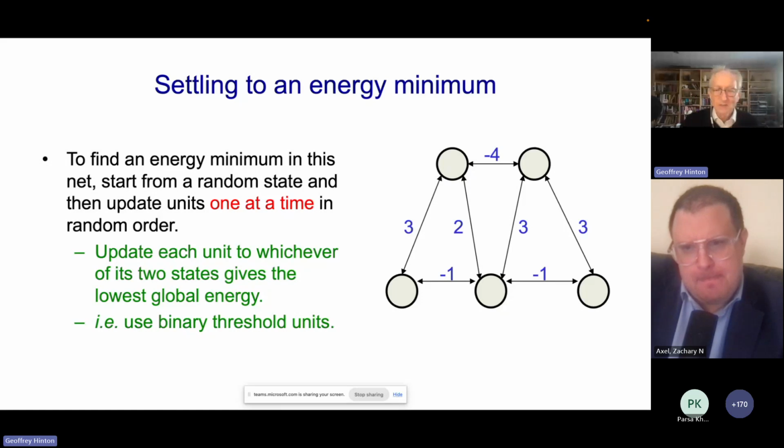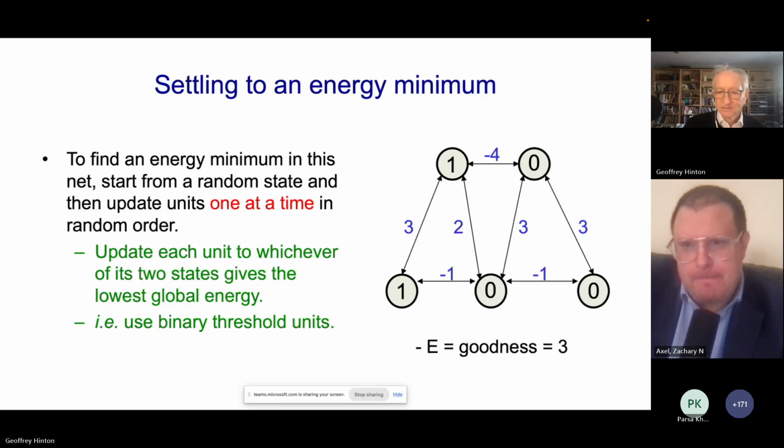So here's a little example of a Hopfield net. We can give it states. So I've now assigned states to all the neurons. And if I want to compute the energy of that state, or the negative energy, which I call the goodness, it's just the sum over all pairs of units of the product of their states times the weight between them. So in this net, there's only one pair of units that's both on, and they have a weight of 3 between them. So that gives us an energy of -3 or a goodness of 3. It's often easier to talk about goodness.